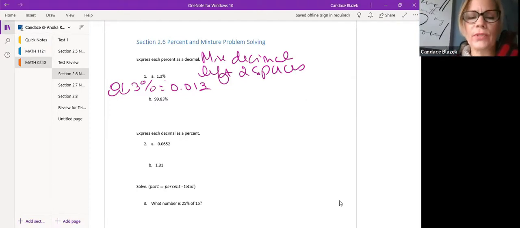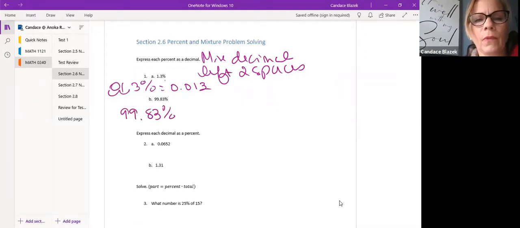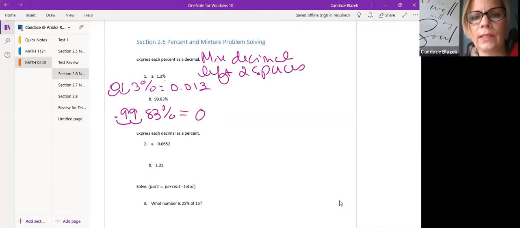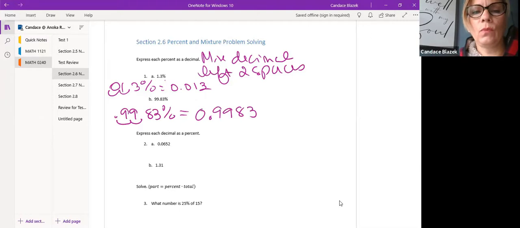So 1.3% or 1 3/10% is equal to 13 thousandths. Now for B, we'll do the same process. Okay, we start with 99.83%. We move the decimal twice to the left. We don't have to add any zeros to the left here, and we're going to say 0.9983 or 9,983 10,000ths.